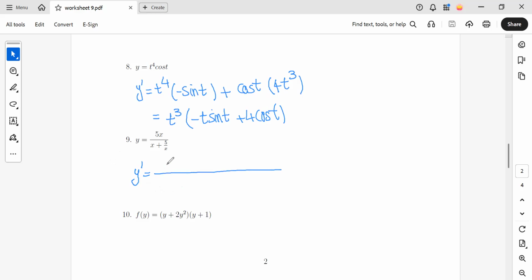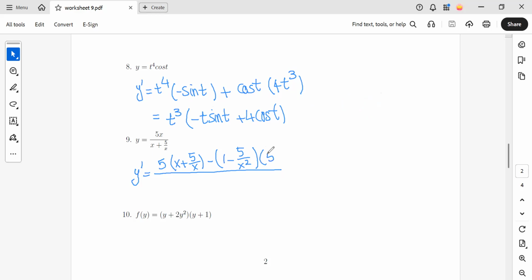Next one is apparently the quotient rule. So it says derivative of the top, which is 5, multiplied by x plus 5 over x, minus derivative of the denominator, which is 1 minus 5 over x squared. If you remember, I have talked about remembering the derivative of 1 over x, which is negative 1 over x squared. And then since it is 5, it will be 5 also. So it is a good idea if you remember that.